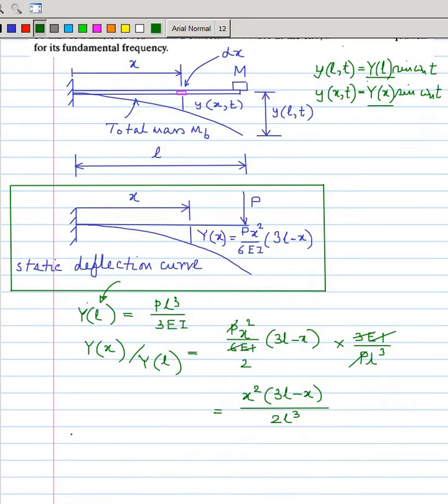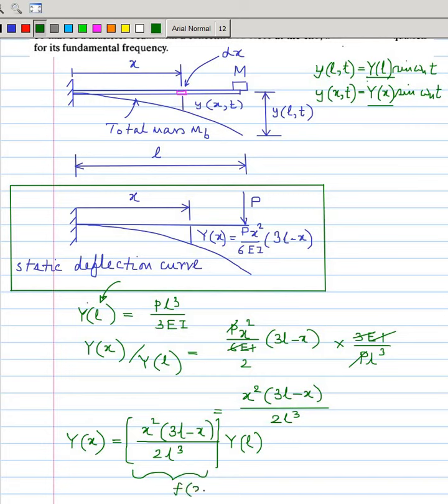So from here we get the relation that y(x) is equal to x square into (3L minus x) by 2L cube, into y_L, and this we call f(x). So this is dimensionless.